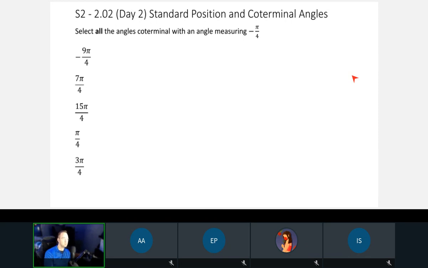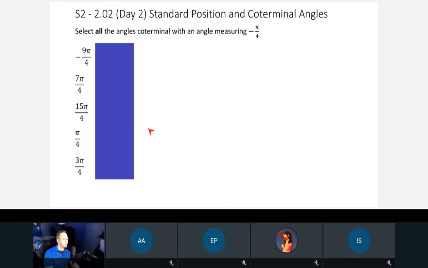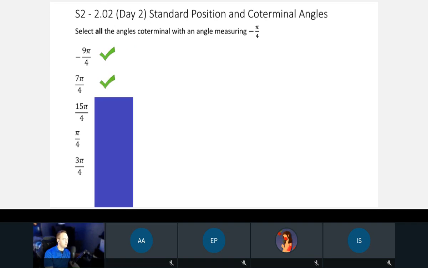Okay, Antonio, which ones are correct? Let's see if you're right at least on those 2. 7 pi over 4 and then negative 9 pi over 4. So those first 2 are correct. Yeah, that one's right. Yep, that one's right.